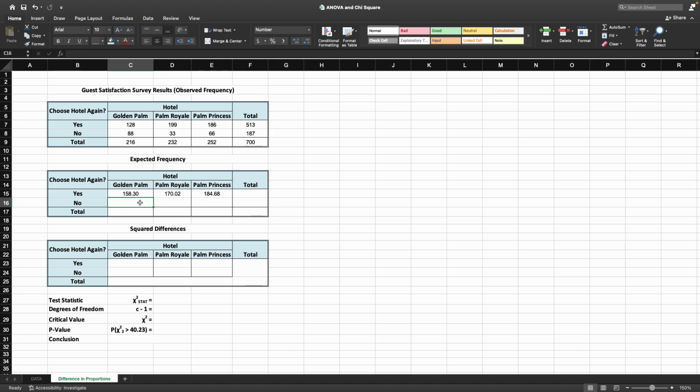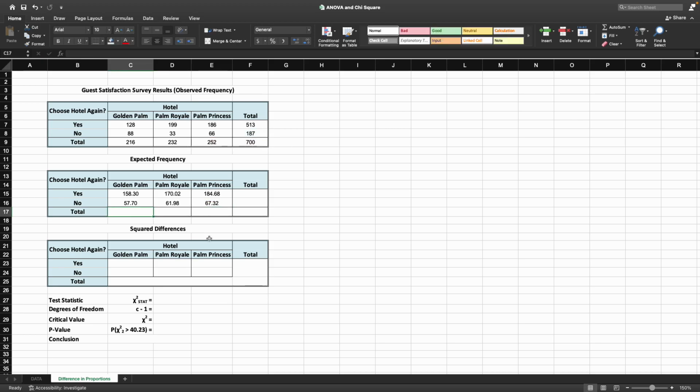Now let's do it for our nos. So Golden Palm: equals row total 187 times our column total 216 divided by our overall 700, enter. Palm Royale: equals row total 187 times column total 232 divided by overall 700, enter. Now finally Palm Princess: equals row total 187 times column total 252 divided by overall total 700, and enter.